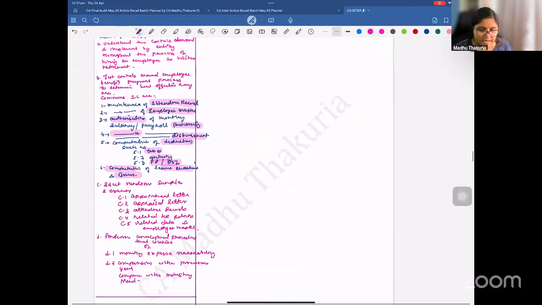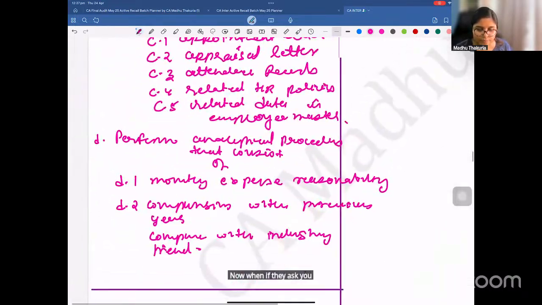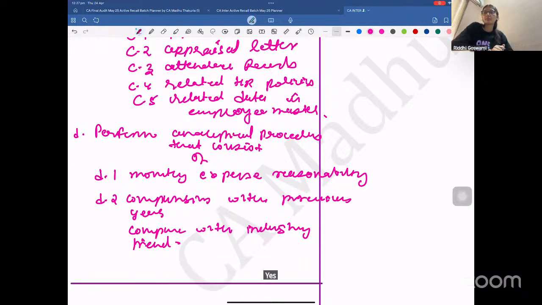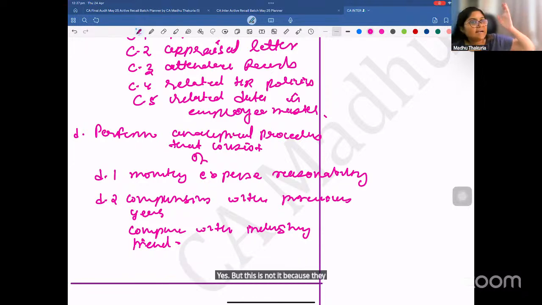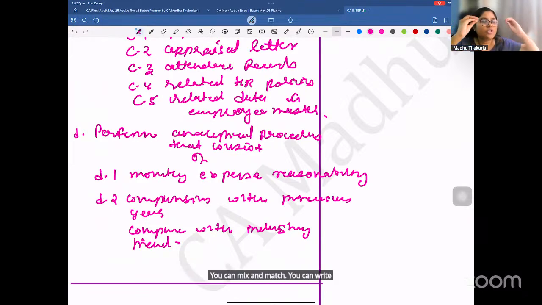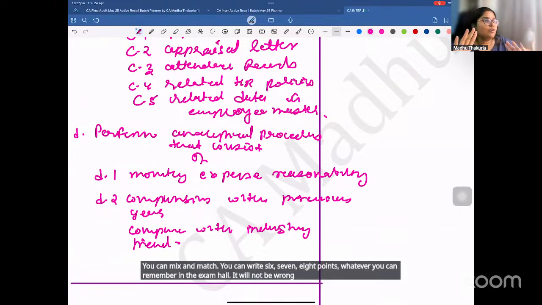Now, if they ask you a general procedure related to employee benefits, will you be able to write these 3-4 points, guys? Yes, ma'am. But this is not all, because they have included some of the procedures as part of overall understanding only. They have also given you a separate audit procedure for the employee benefit expense. You can mix and match, you can write 6, 7, 8 points, whatever you can remember in the exam hall. It will not be wrong. You will get the full marks over there.